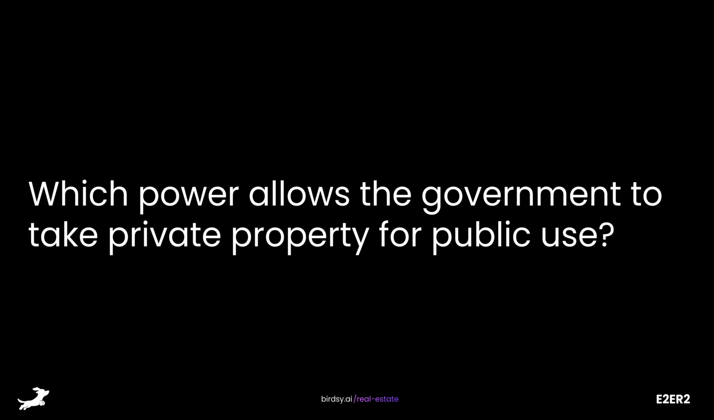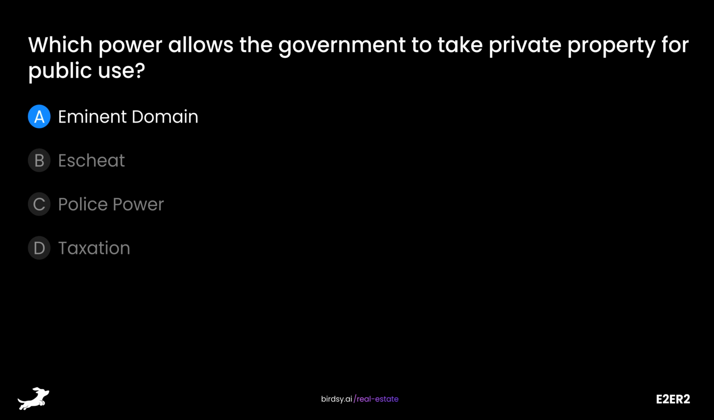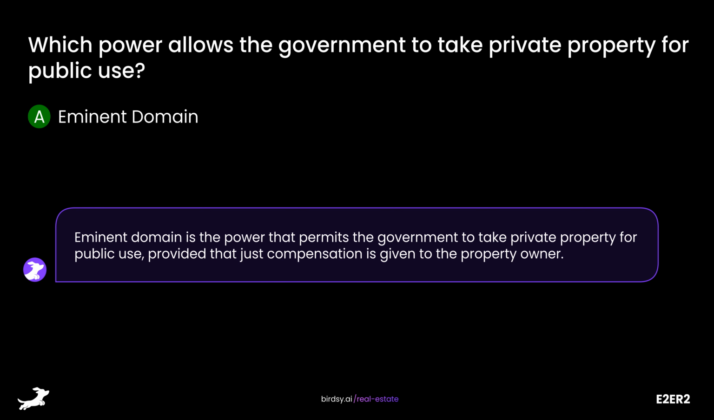Which power allows the government to take private property for public use? Is it A, eminent domain? B, escheat? C, police power? Or D? The answer is A, eminent domain. Eminent domain is the power that permits the government to take private property for public use, provided that just compensation is given to the property owner.